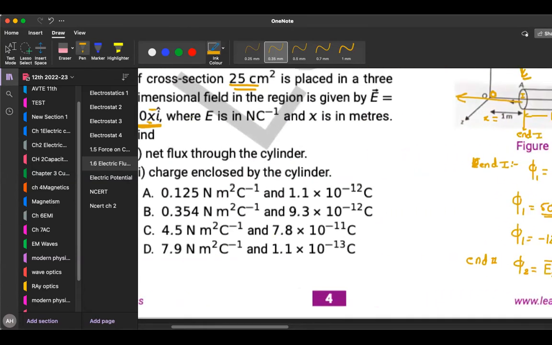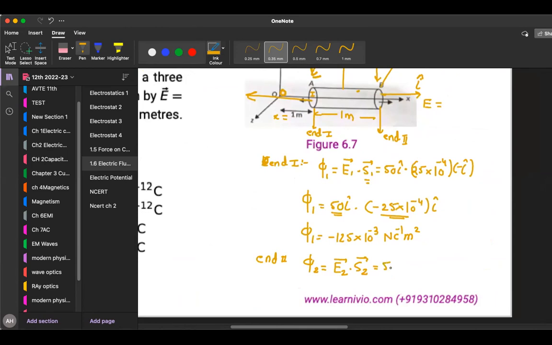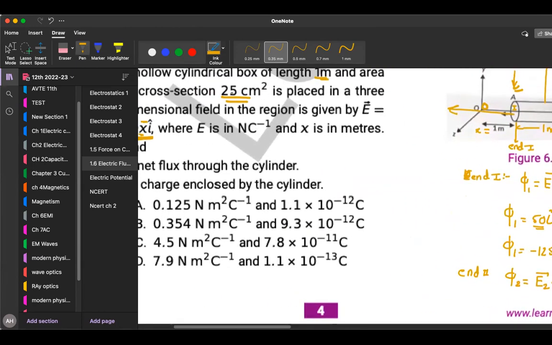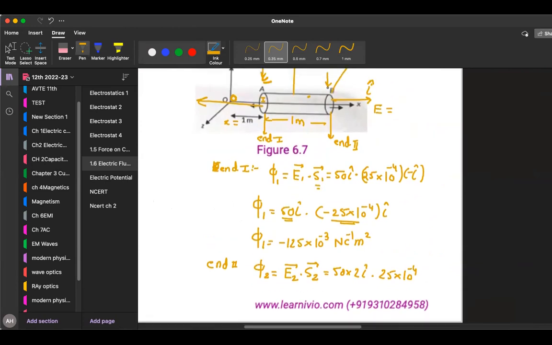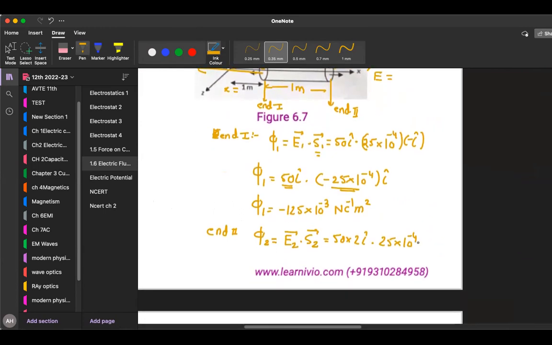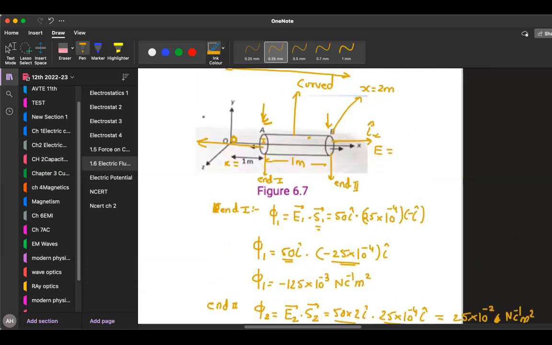So we'll write this as 50 into 2 i cap dot area vector. The area vector will be the same. This is 25 centimeter square, so the magnitude of area is 25 into 10 raised to the power minus 4. For this particular end, the direction is away, meaning it's along the x axis, i cap. So this is 25 into 10 raised to the power minus 4 i cap. When you multiply it, 50 into 2 is 100, 100 into 25 into 10 raised to the power minus 4 gives 25 into 10 raised to the power minus 2 Newton per coulomb meter square. This is the flux through end two. Then you need the flux through the curved surface also.